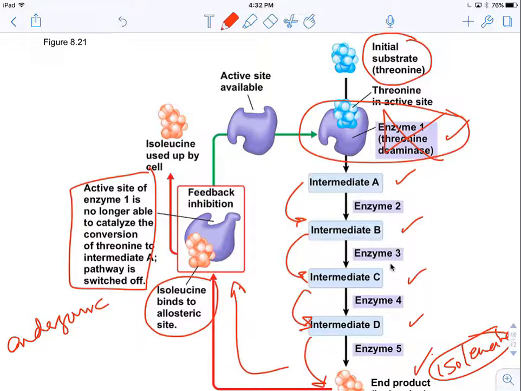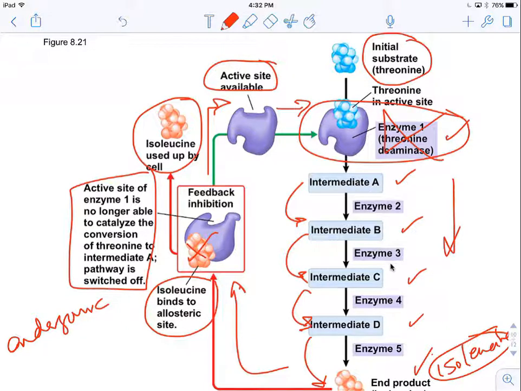If isoleucine is all used up by the cell, it will start to take the isoleucine from the allosteric sites, freeing them up. That allows the enzyme to convert back into its normal form and proceed to catalyze the first reaction and make more isoleucine. So feedback inhibition takes the end product and feeds it back into the pathway to inhibit an allosteric enzyme. This usually occurs at an allosteric enzyme towards the beginning of the pathway.